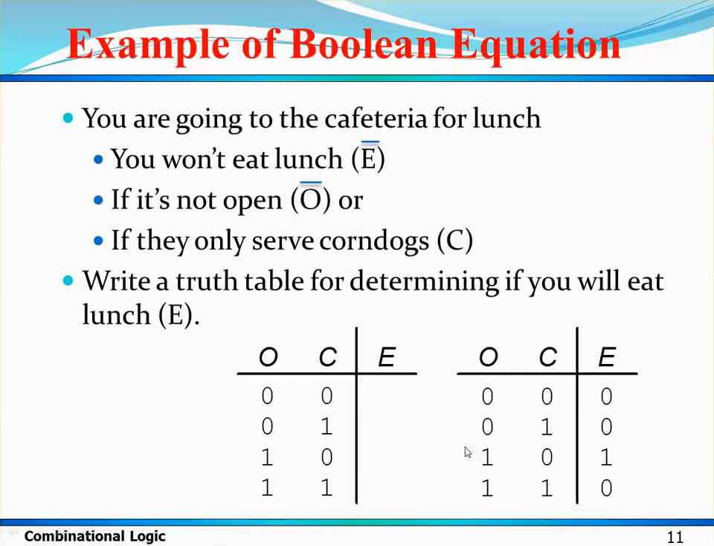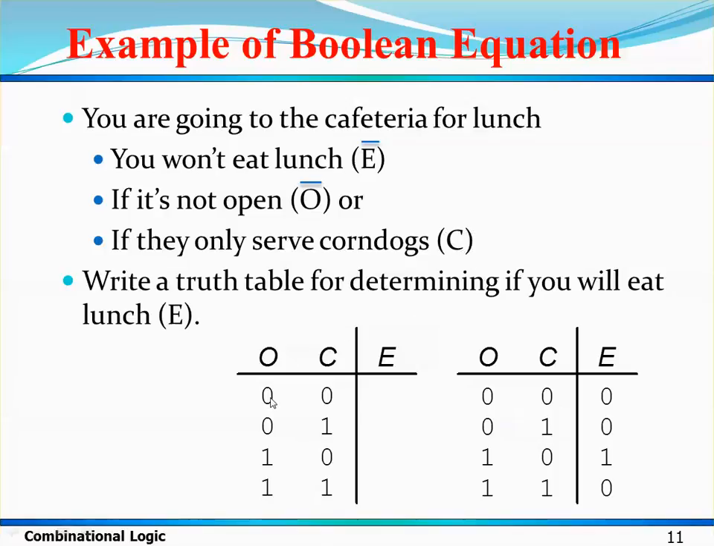Okay, so let's have a look at a real example. Suppose at the end of the class it is your lunch time and you would like to go to the cafeteria to have your lunch. This E is for eat, and E bar is not eat, meaning you don't want to eat the lunch. If the cafeteria is not open, there is no way for you to have lunch there. So O is for open and O bar means not open. You also don't want to take your lunch if the cafeteria serves only corn dog. So C is for corn dog and C bar is not corn dog.